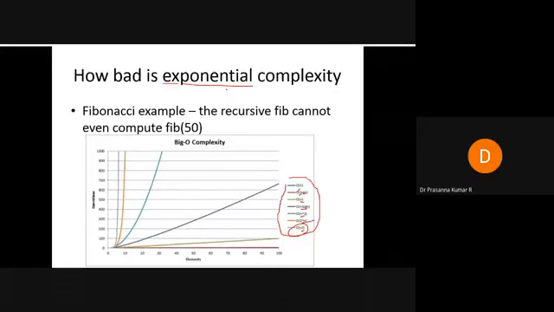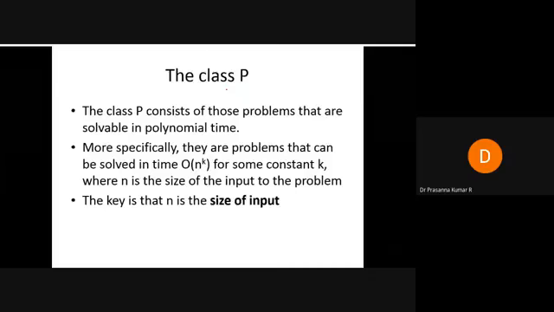Now let's move our discussion to the class of P problems. P type problems refer to problems where an algorithm would take polynomial time. To solve any problem of this class, it would take polynomial time. Most of the applications we can solve in time big O of n power k, for some constant k, where n is the size of the input. Here n plays a crucial role in determining the time.